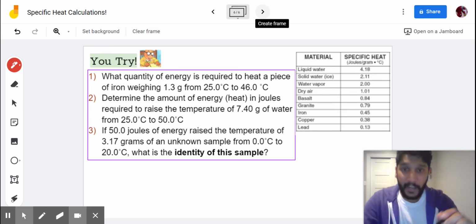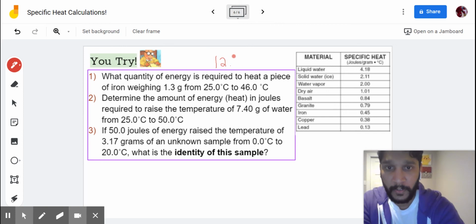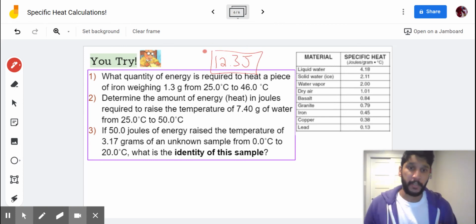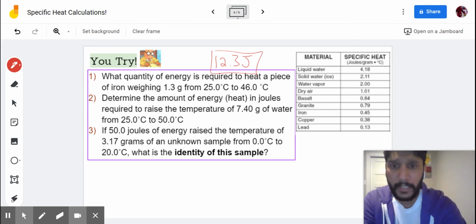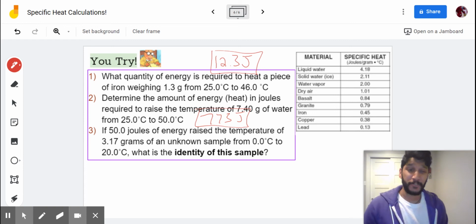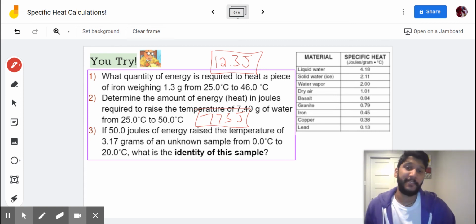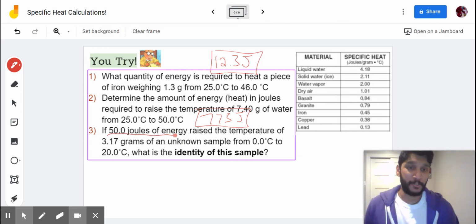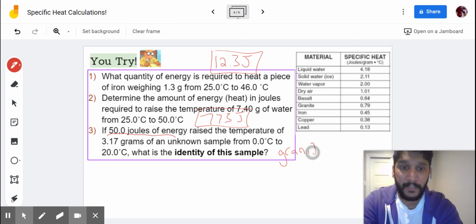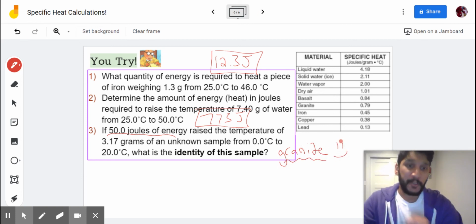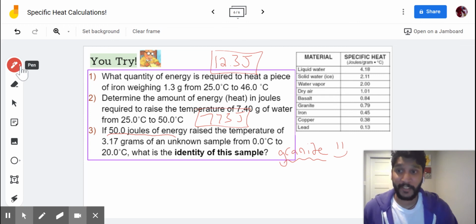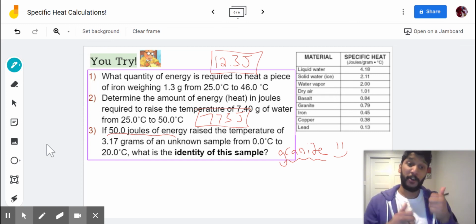For number 1, we should have gotten 12.3 joules. Number 2, let's read that handwriting, 773 joules. And the last one was tricky, right? We had to look for something else. We were given Q, 50 joules of energy. So if you got granite, you would have been correct. Yay. If not, let's run through this one. But if you got it, awesome job.